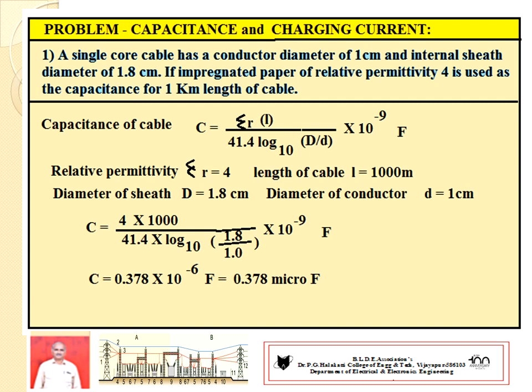Relative permittivity is given 4. Length of the cable is given 1 kilometer, that is 1000 meters. Diameter of sheath, capital D, is given 1.8 centimeter. Diameter of conductor is given 1 centimeter. Again same thing, both diameters should be of the same unit, centimeter, centimeter. In the previous problem, millimeter, millimeter. You substitute all the values in the above given expression.